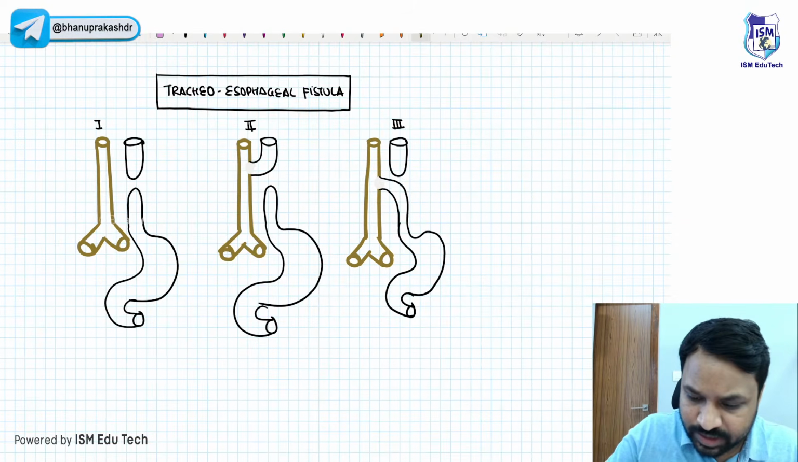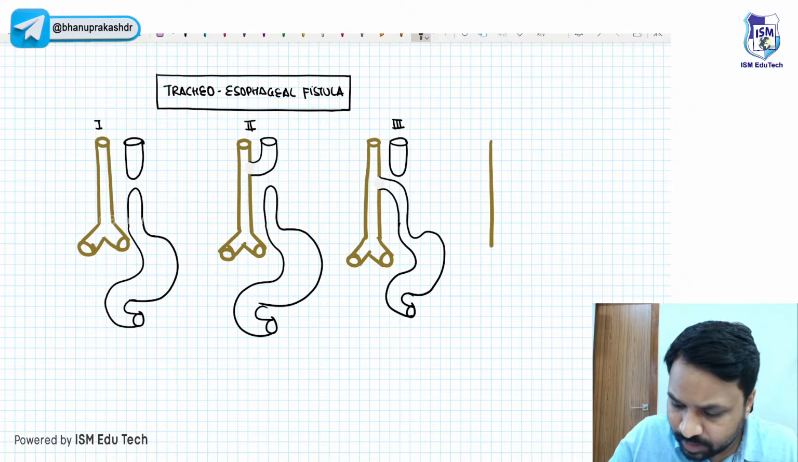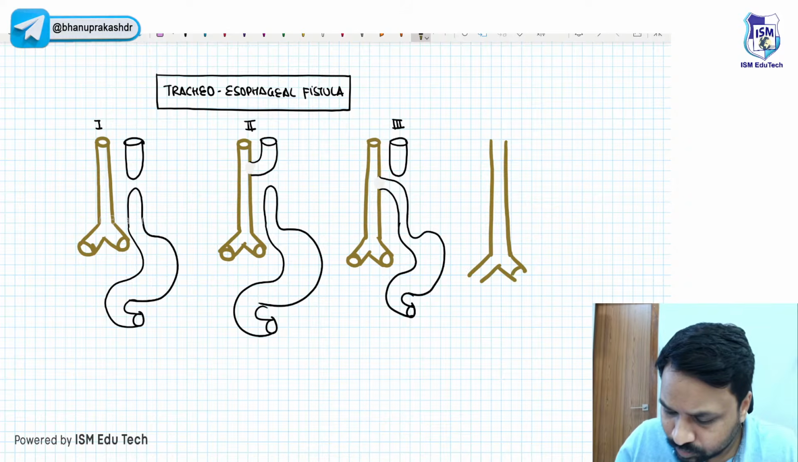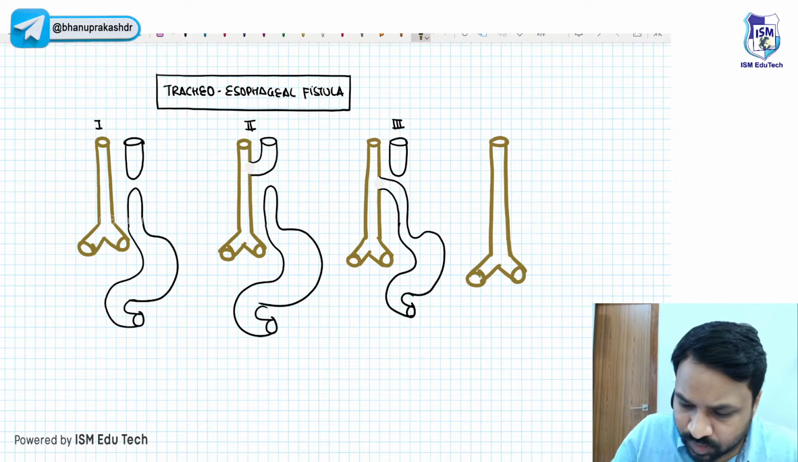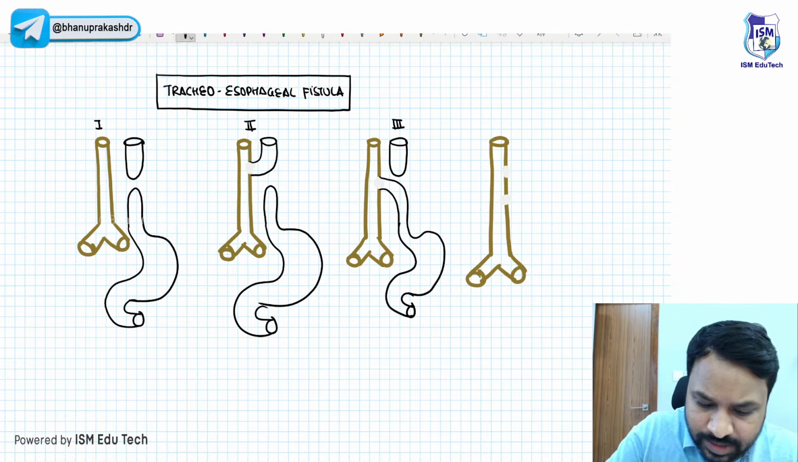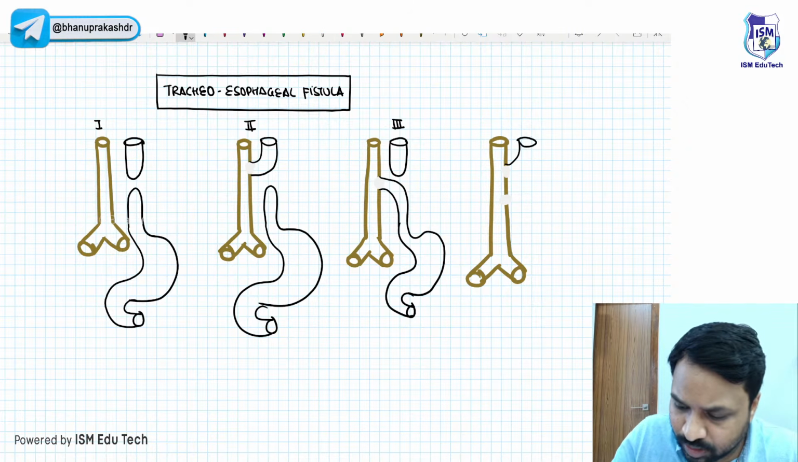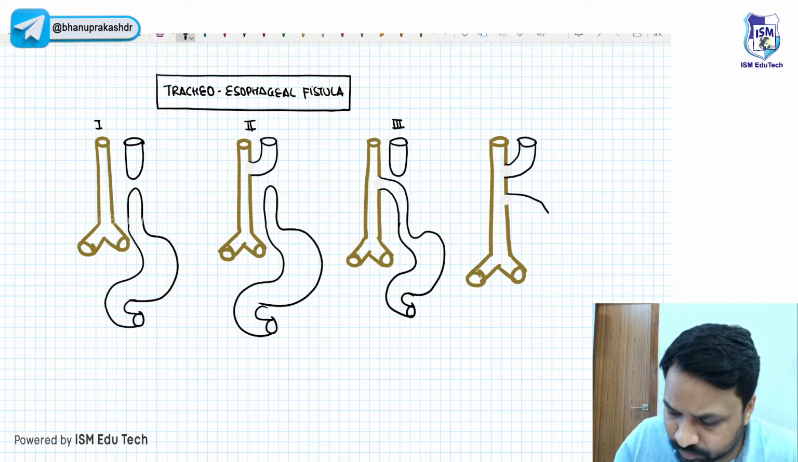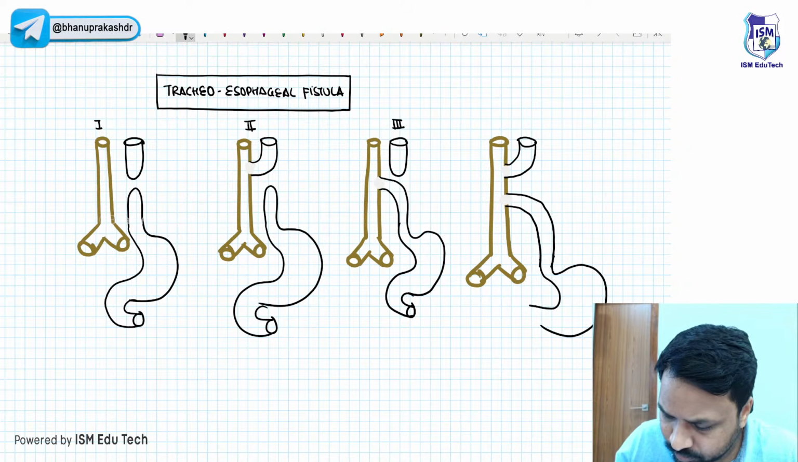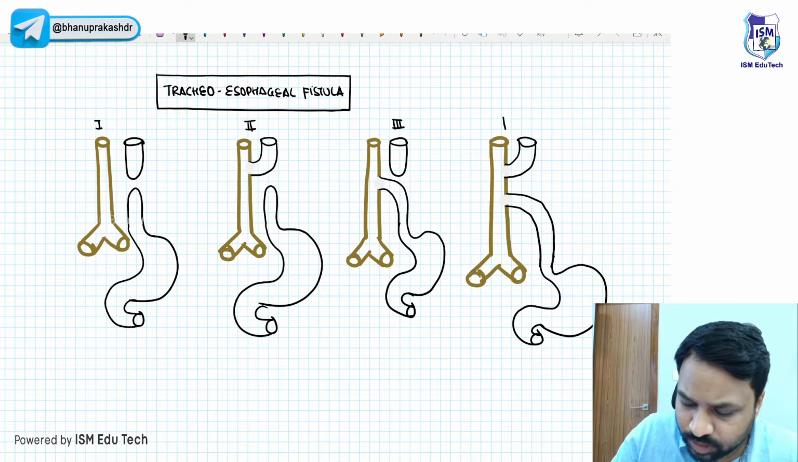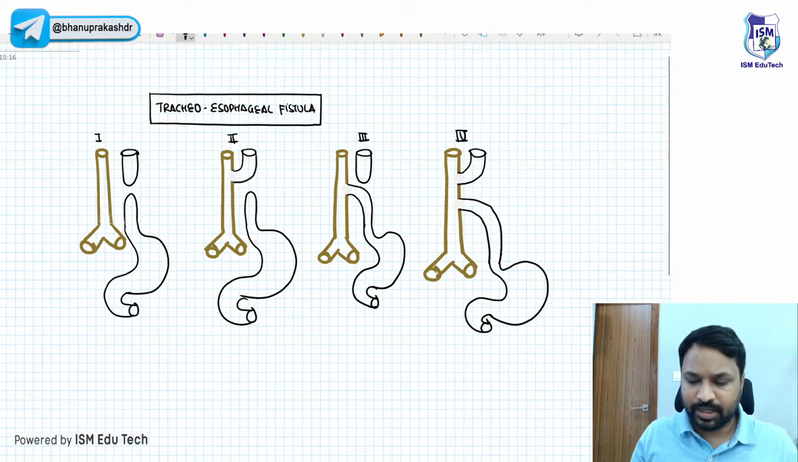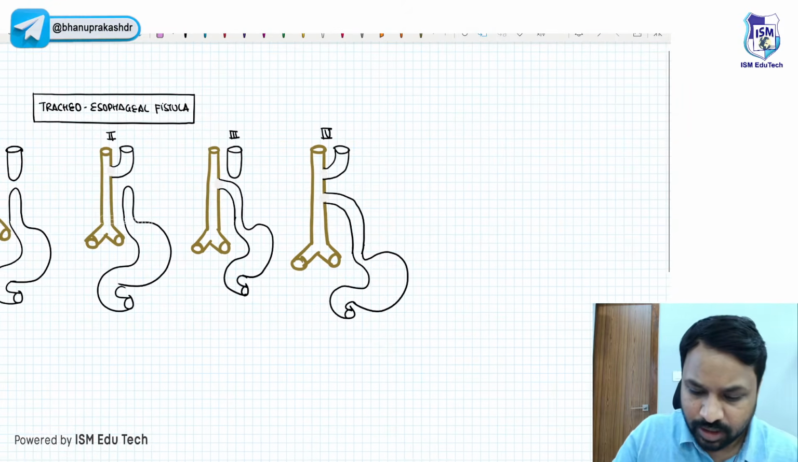Now, I hope everybody knows the type 4 variety also. Type 4 variety is going to be a combination of these two. So in the type 4 variety, you will see there are two communicating segments, the upper fistula and the lower fistula. Both upper and lower segments communicating, it is the type 4 variety.